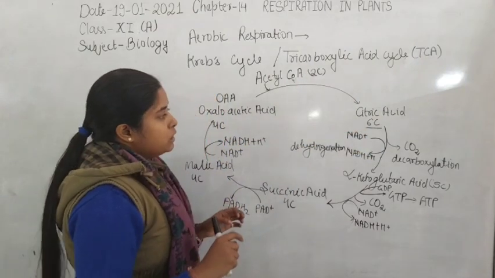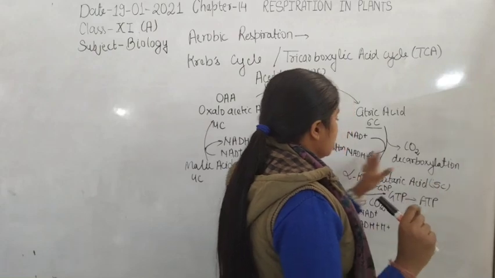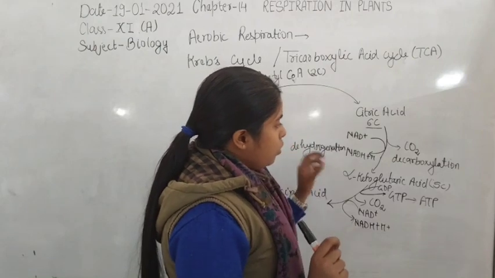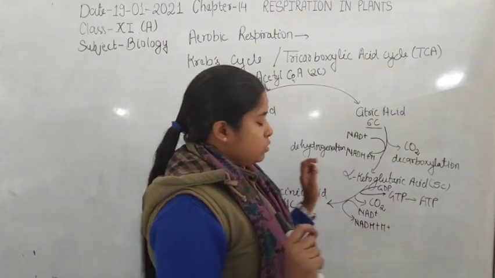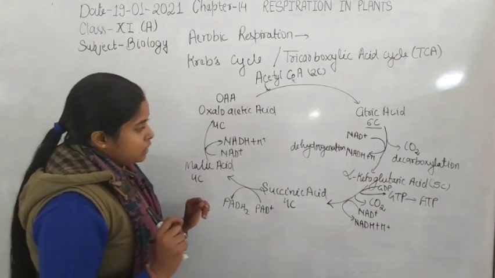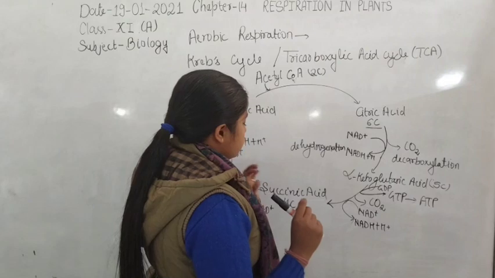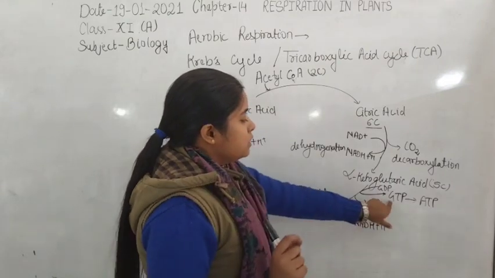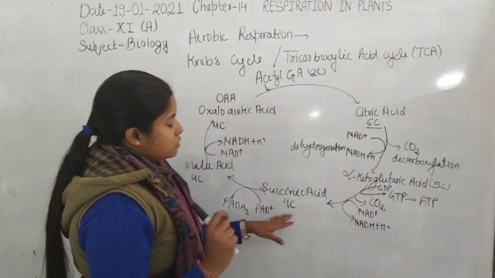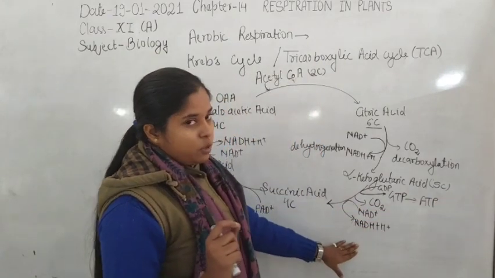After the formation of citric acid, it undergoes formation of alpha ketoglutaric acid. During this reaction, decarboxylation and dehydrogenation occur, in which carbon dioxide is released and NADH plus is also formed. Now alpha ketoglutaric acid also undergoes decarboxylation, substrate level phosphorylation and dehydrogenation. The alpha ketoglutaric acid is a 5 carbon containing molecule, and here decarboxylation takes place again.